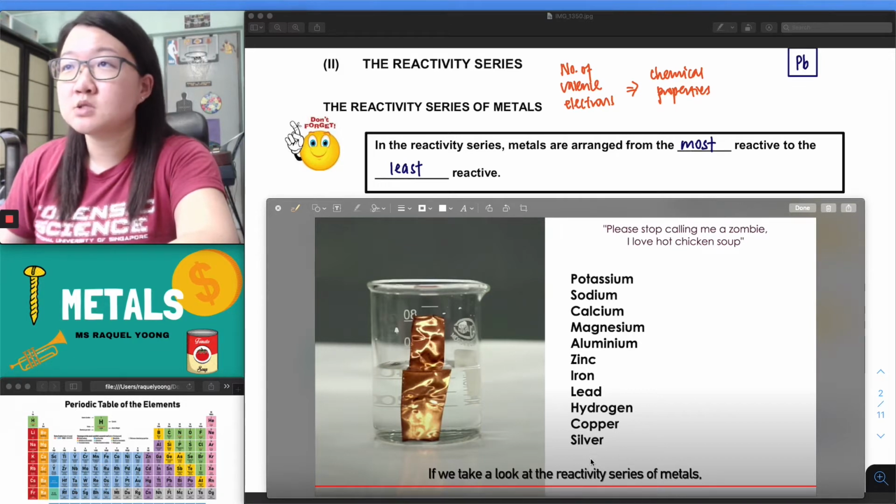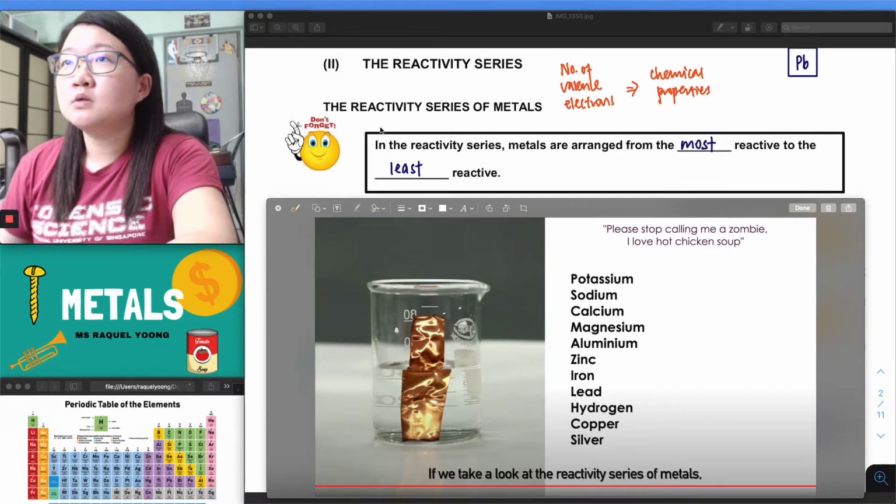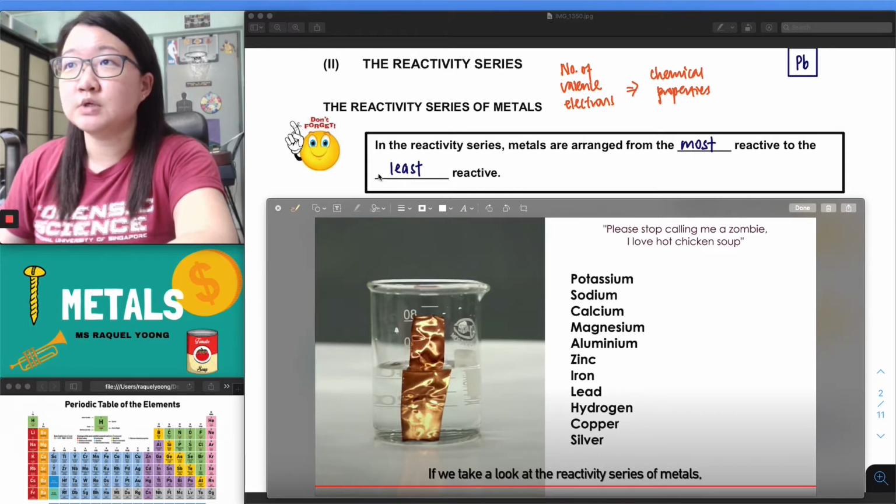Or gold sometimes. Okay, so in the reactivity series, your metals are arranged from the most reactive to the least reactive. So the most reactive here being potassium, so it is placed on top, from the most reactive all the way down to the least reactive, in this case silver.